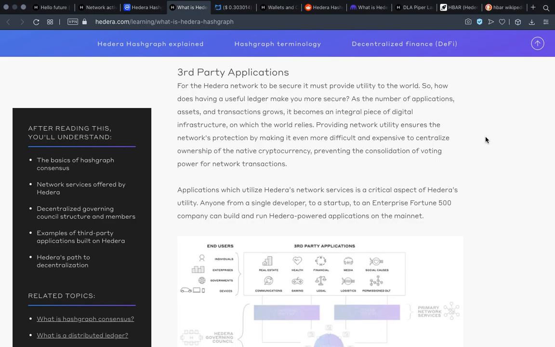Applications which fully utilize Hedera's network services are a critical aspect of Hedera's utility. Anyone from a single developer to a startup to an enterprise Fortune 500 company can build and run Hedera-powered applications on the mainnet.